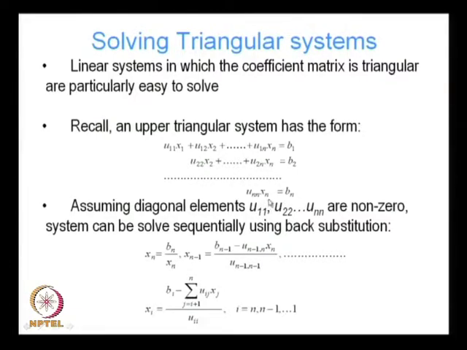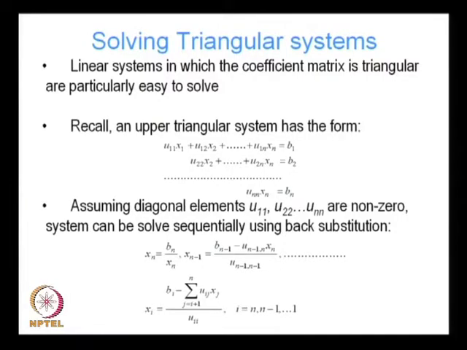So it's just one division which gives me xn. Once I know xn, I can use the n minus 1th equation to solve for xn minus 1, because the n minus 1th equation has the form u(n-1,n-1) xn minus 1 plus u(n-1,n) xn is equal to bn minus 1. So if we know xn, we can solve for xn minus 1 using this simple equation, just by one division, one addition and one multiplication and one addition.